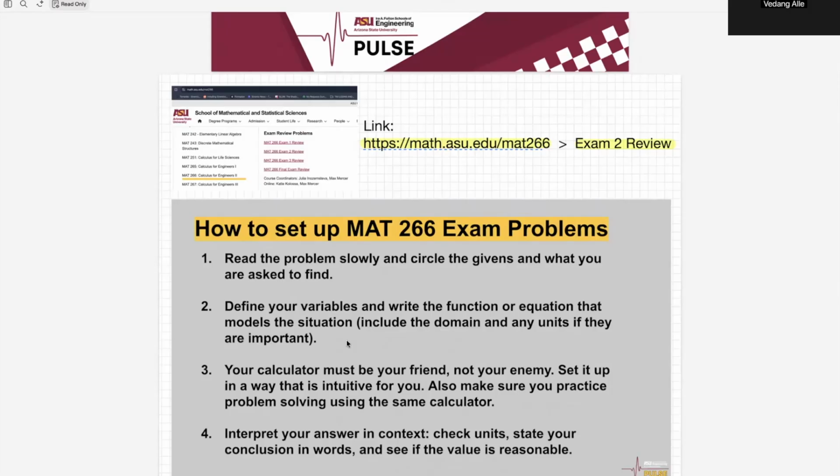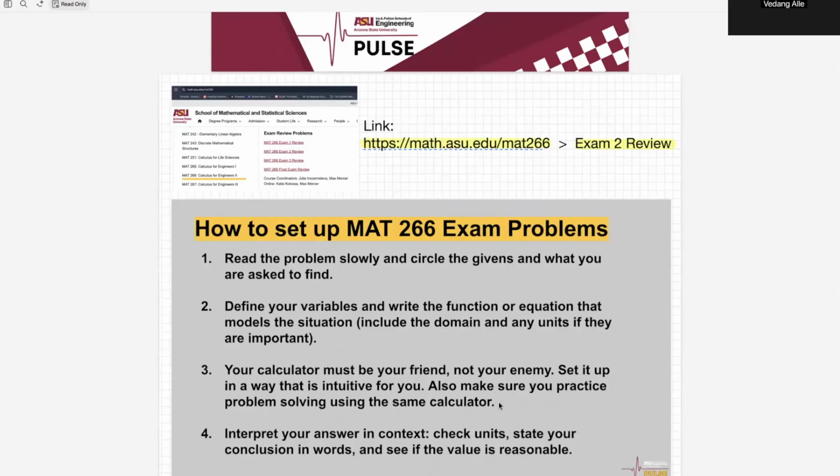Number three, your calculator must be your friend, not your enemy. I've seen countless times where students know the right process or the right steps, but don't know how to input it into the calculator, right? You need to set it up in a way that is intuitive for you. Also, make sure that you practice problem solving using the same calculator again and again, because the more you familiarize yourself with how you're using it, the better you can handle it.